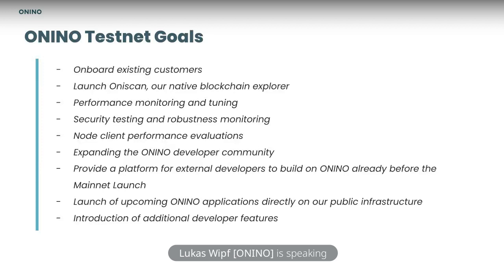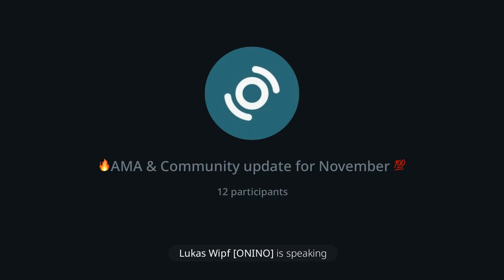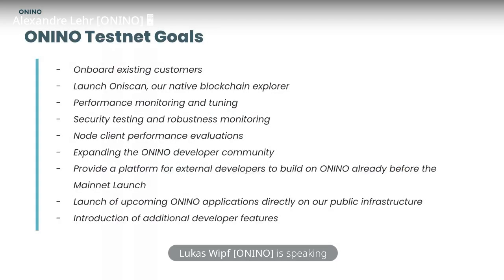Then what we also want to provide is a platform for external developers to build on ONINO already before the mainnet launch. So that is the general idea behind the testnet, of course, for people to be able to test their applications before they put their production environment onto any mainnet running blockchain. And therefore, we have set our goals to make the developer experience as easy and as seamless as possible, which is why we will be providing our whole integration platform on top of our testnet.